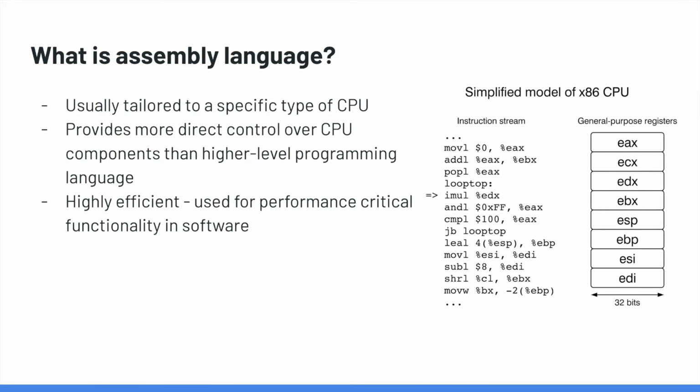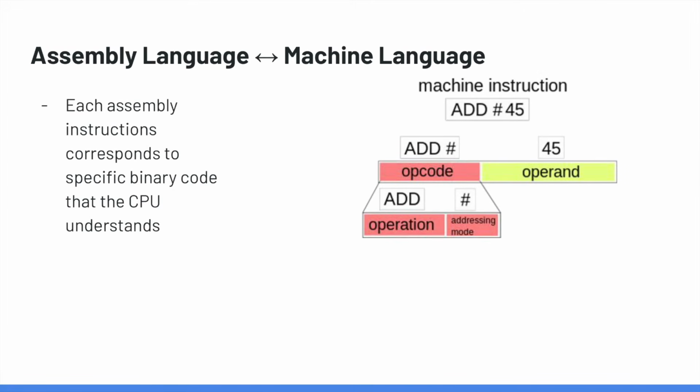We can directly access the registers and other components of the CPU. Because of this, code in assembly language is highly efficient. It's often used for performance-critical functionality. So it's used for software where the speed of the software is absolutely important, where it needs to be running as efficiently as possible. What we're going to do now is take a look at what assembly language actually looks like.